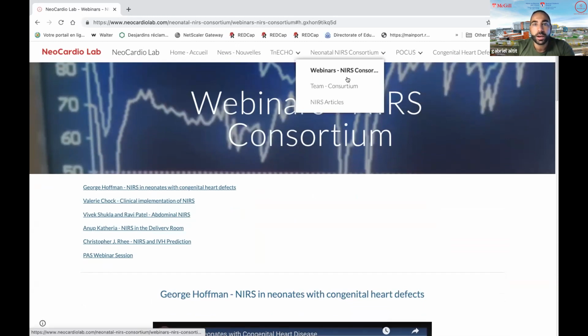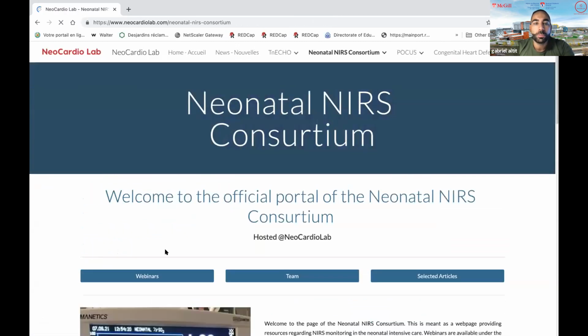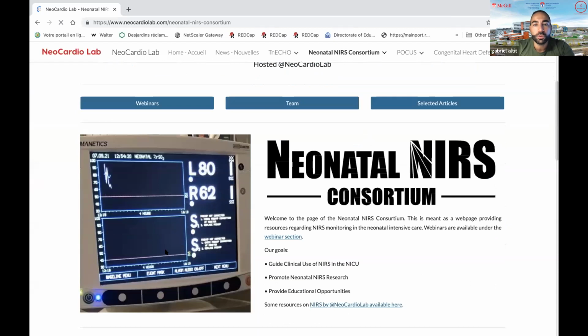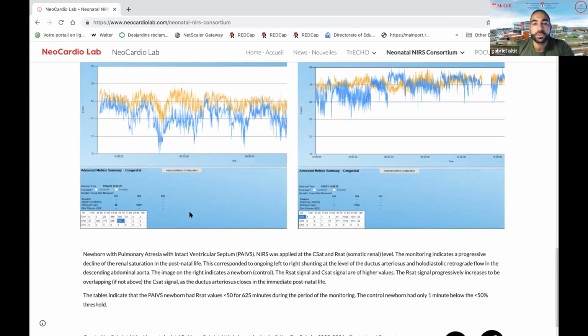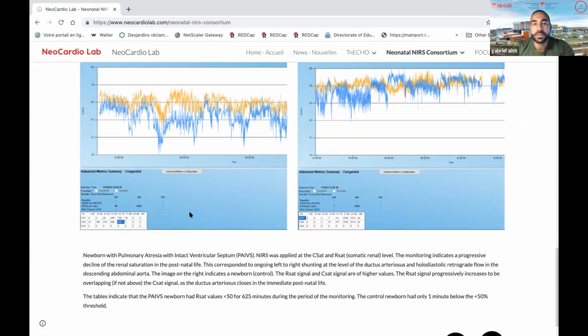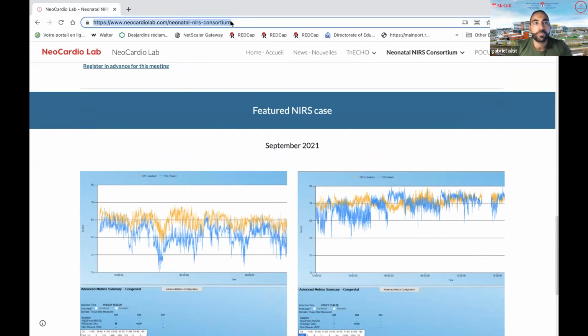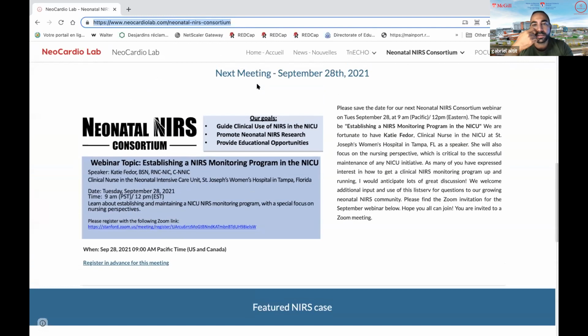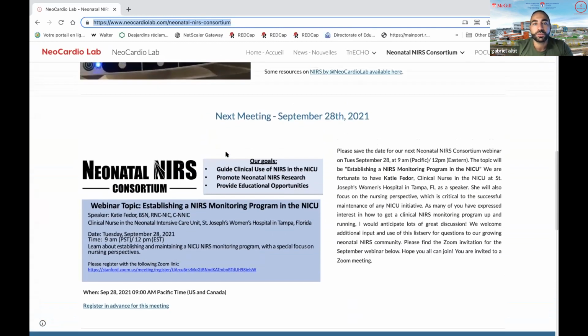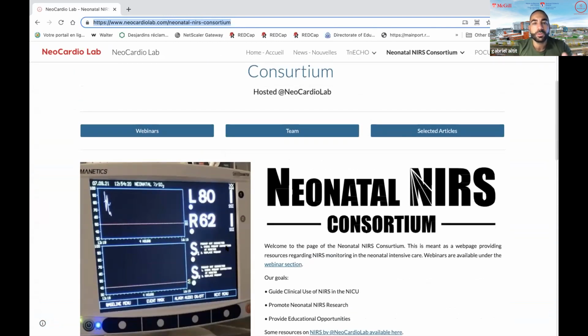If you go back, you have one section on the team, one section on NIRS articles. And as we're building more cases and sharing more information, there will be examples of cases that are submitted for featured potential NIRS cases from which we can all learn. I will put the actual webpage URL in the chat. So please feel free to use it, and if you have any advice or suggestions of content to be submitted, you can always send it to me.